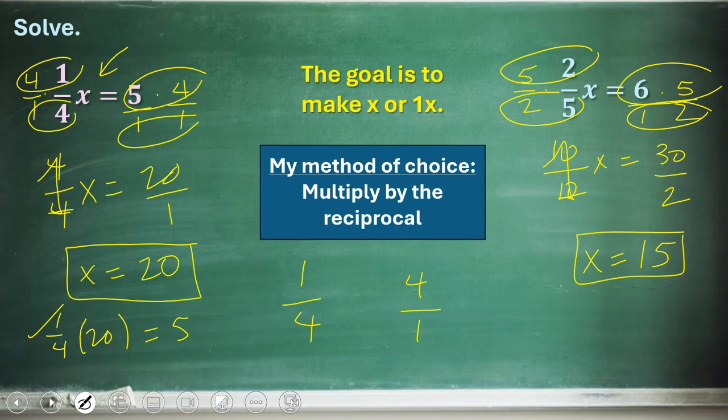And now let's check our answer by plugging in 15 everywhere we see x. As a reminder, there's a 1 underneath this 15, and now we're just going to multiply numerator to numerator. So 2 times 15 is 30. Denominator to denominator, 5 times 1 is 5. That gives me 6. 6 equals 6. Check, we did that correctly.